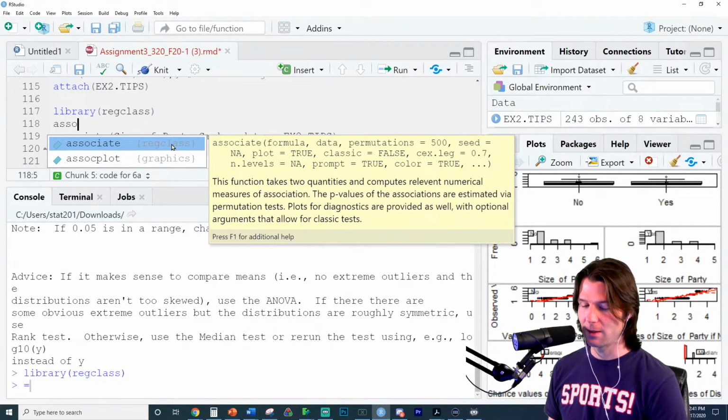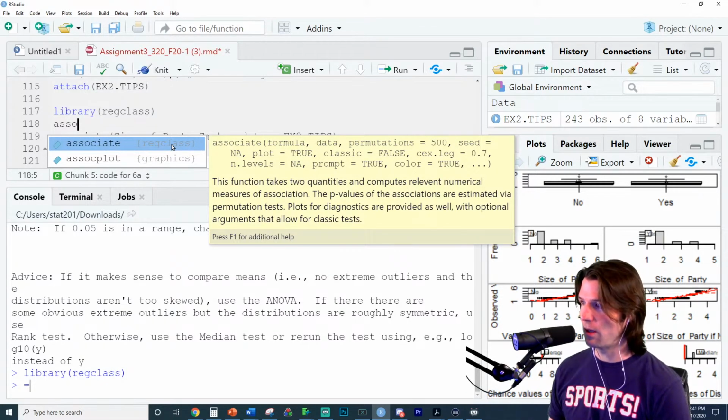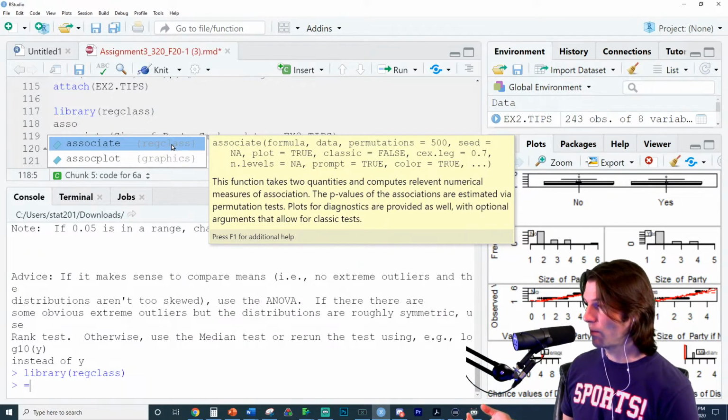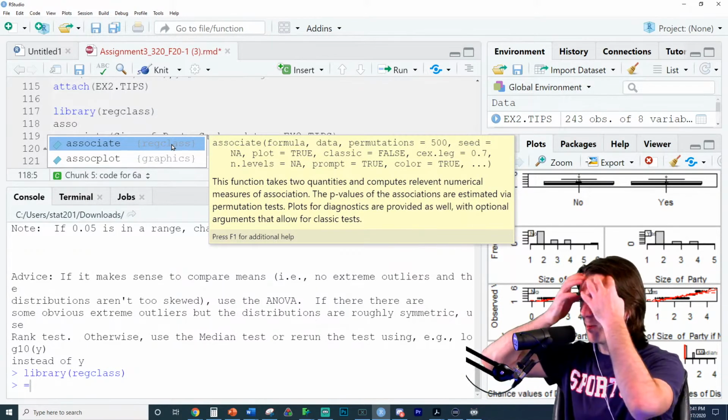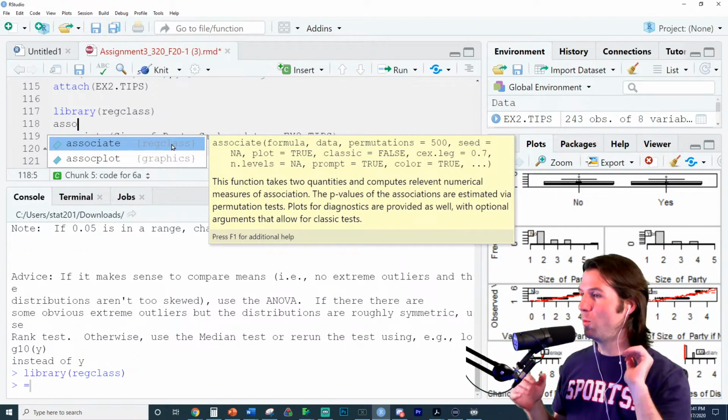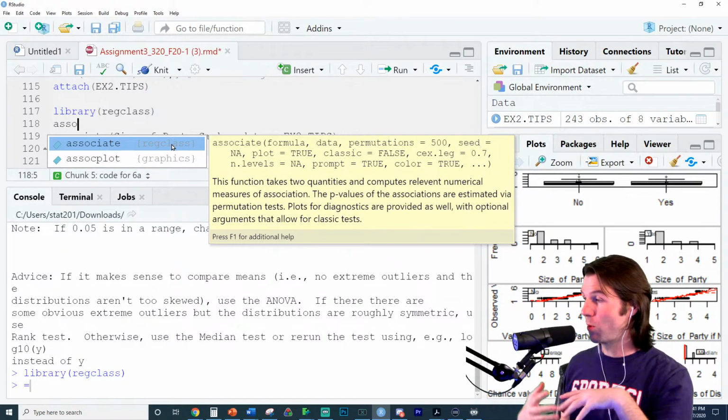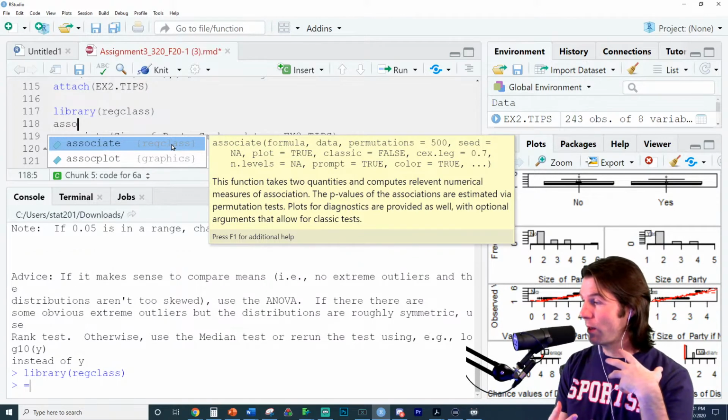It's like I really want to buy some Sam's Club pizza. So you could go to Walmart and get Sam's Club pizza because Sam Walton. And so they own both Sam's Club and Walmart. And so if you really want to use the associate function, you have to go to reg class. You have to have reg class running to go and run the associate function.